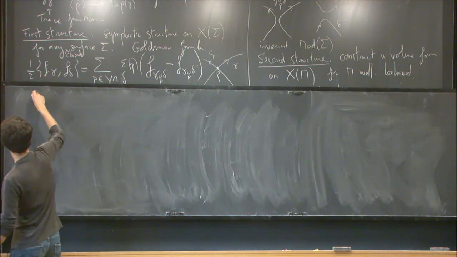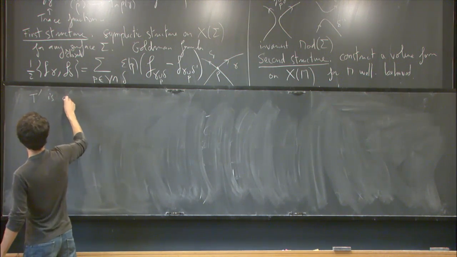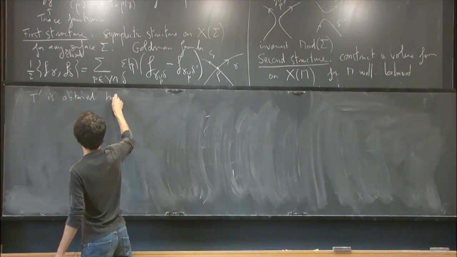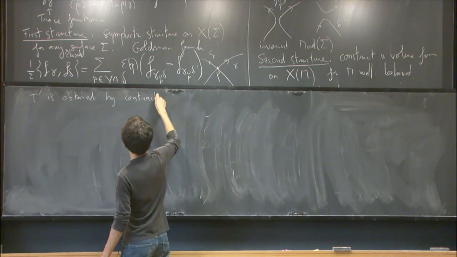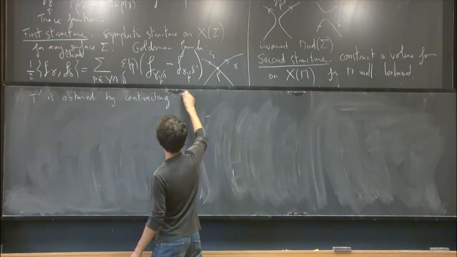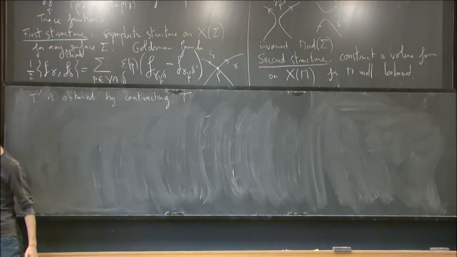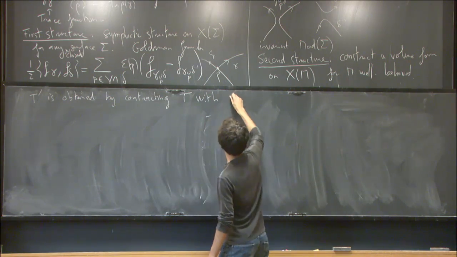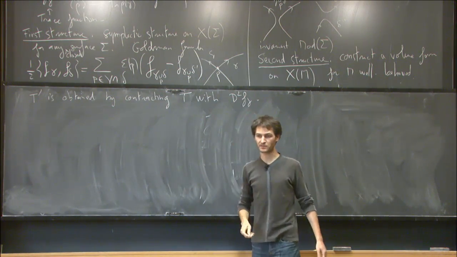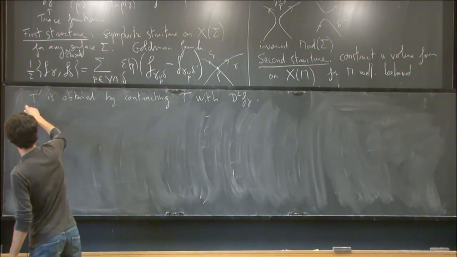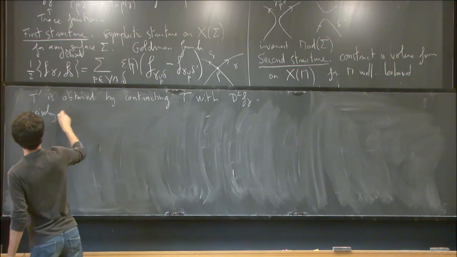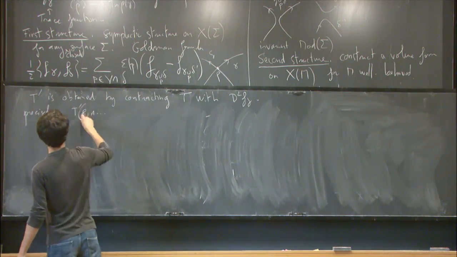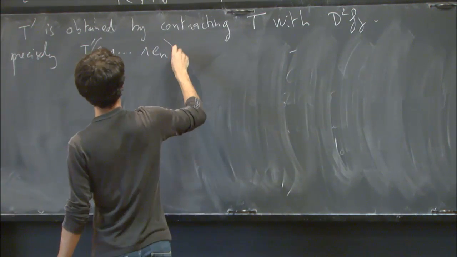But more than that, T prime now is obtained by contracting T, so the volume form you have here, with the second derivative d2 of f gamma. So let me make a precise statement. I will say that precisely. If I take E1 to En, so T prime of E1 ... En is equal to 1.